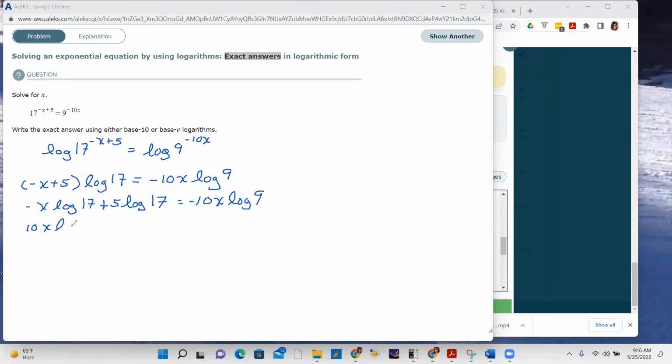10x log 9. And I'm going to keep this term because it also has an x on the left, and subtract 5 log 17 from both sides. Now I'm going to factor out the x on the left. So I have 10 times log 9 minus log 17 equals negative 5 log 17.